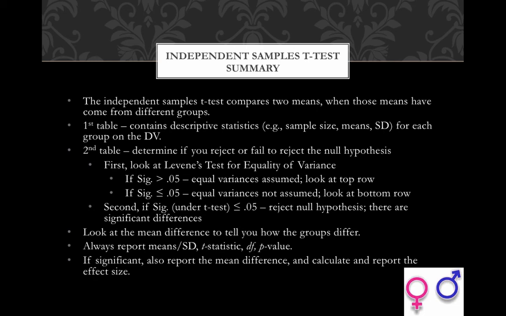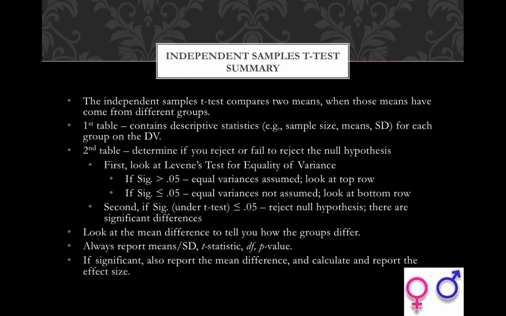We then look at the first table, which gives us our descriptive statistics. Our second table is what we use to go ahead and make our decision, whether or not you reject or fail to reject the null hypothesis. And so we look at the second table to really come up with step 4, which is making a decision. And so we first have to look at Levene's test for equality of variances. Look at the first sig in that table. If it's greater than 0.05, which means it's the null, we assume equal variances, and we look at all of the data at the top row under the t-test.